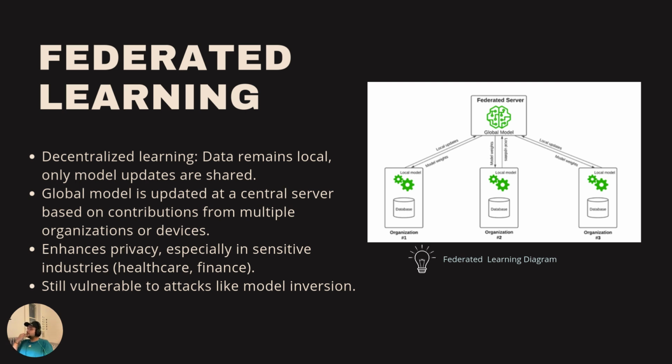In federated learning, these organizations don't send their data to a central server. Instead, they only send model weights or local updates to the federated server, represented at the top of the diagram. The server then aggregates these updates to create a global model. This global model benefits from the collective data of all the organizations without ever directly accessing the data itself.